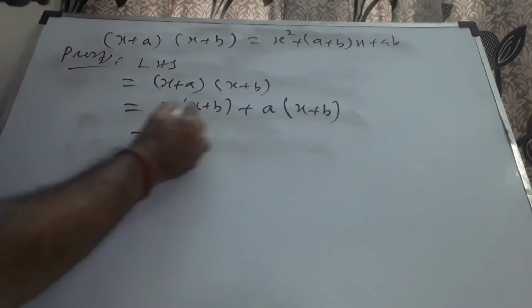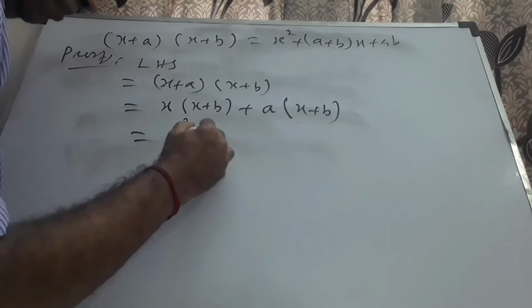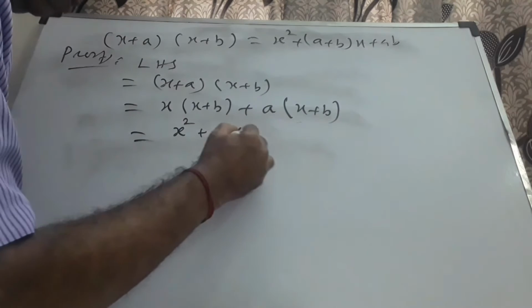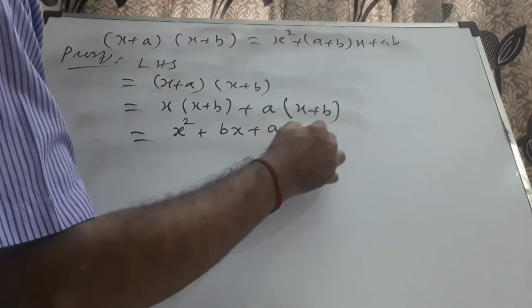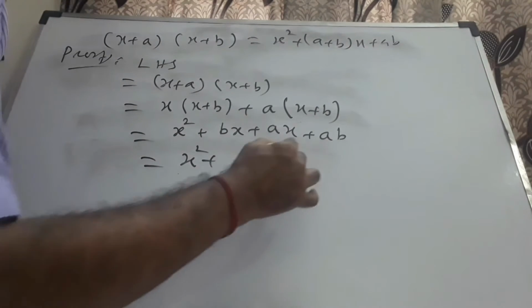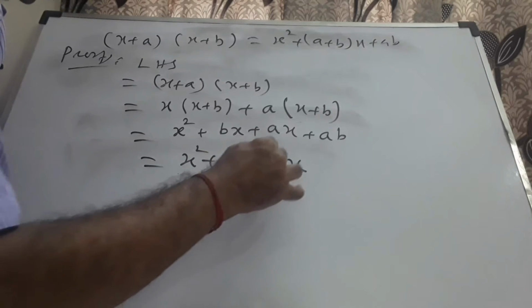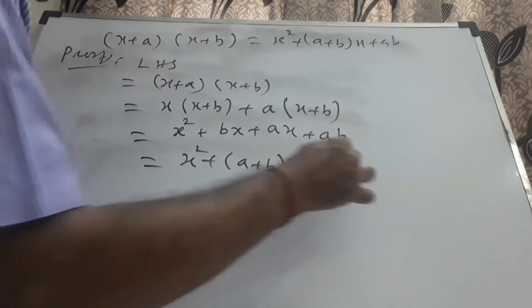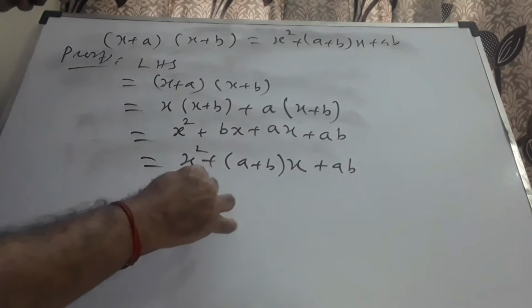Let me apply the distributive property again. x into x becomes x². x into b becomes bx. a into x becomes ax. And a into b is ab. Here there is a common factor x. Therefore, I can take x as common: (a + b)x + ab. This is my right hand side.